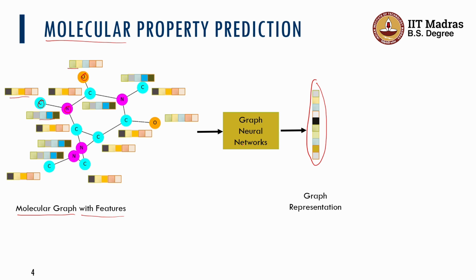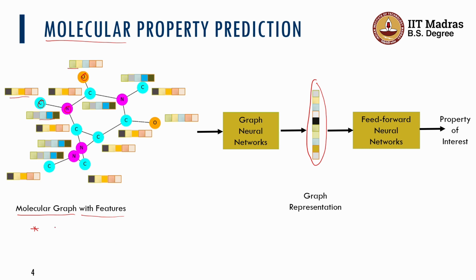Once I have a graph representation, I'm going to use some other neural network. Here I'm using feed-forward neural networks to predict the property of interest. In this particular case, in molecular property prediction, what we have is a very interesting problem from the machine learning point of view.